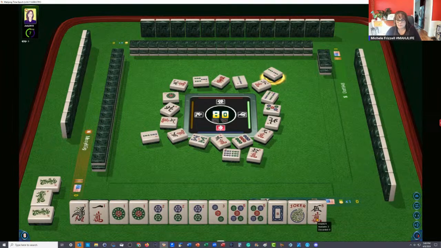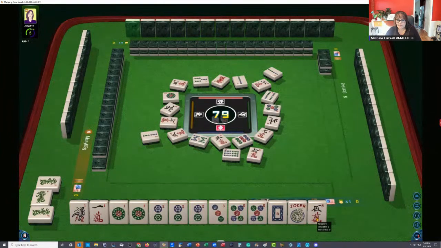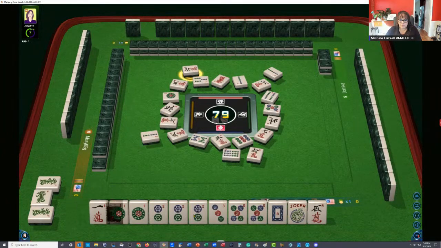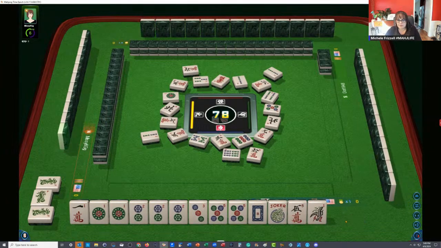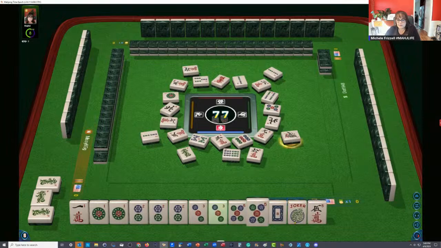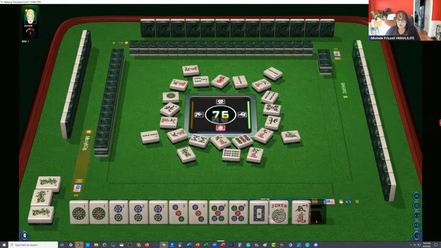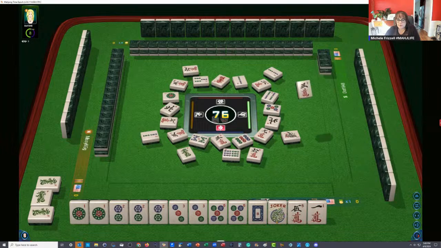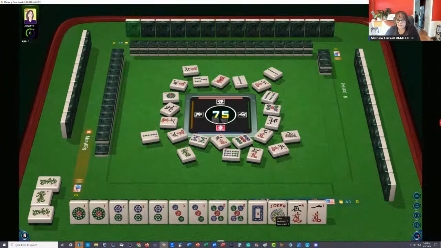2 bamboos. I think the 1, 2, 1, 2 with characters. Bams is not an option. The 2 bams are down. Green dragon. Okay, now we have a 3 dot. 1 bamboo. We cannot define this joker as a 4, so that is not going to be helpful. Characters. Yeah, we need a pair of 4 dots.